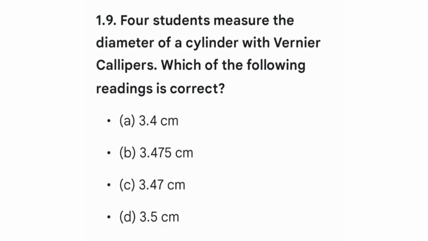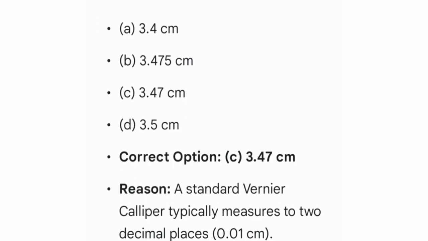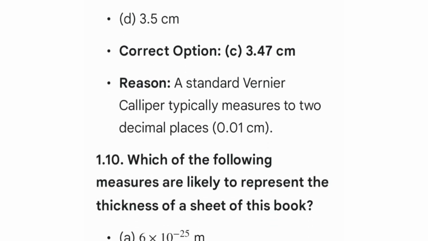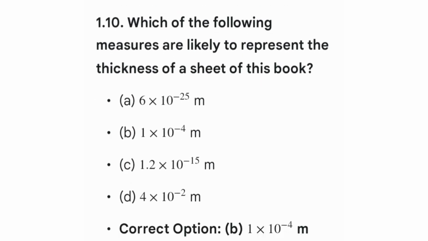MCQ 1.9. Four students measure the diameter of a cylinder with vernier caliper. Which of the following readings is correct? A, 3.4 centimeter; B, 3.475 centimeter; C, 3.47 centimeter; D, 3.5 centimeter. Correct option is 3.47 centimeter. As a vernier caliper can measure up to 0.01 centimeter, means its least count in centimeter is 0.01 centimeter. So we should have two decimal places in any measurement taken by the vernier caliper.